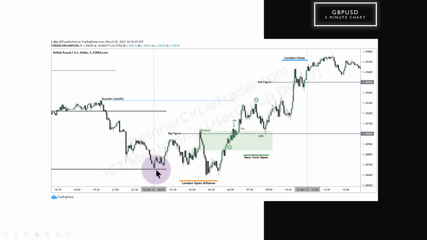Sell side liquidity pool here at midnight, and it breaks lower into London Open kill zone, trades through the big figure. Okay, and here's your buy side liquidity pool here. So if we wait for it to come back down into the breaker, we have a low, the high, the lower low, the up close candle, and the high. That whole candle, that's your breaker, extended in time.